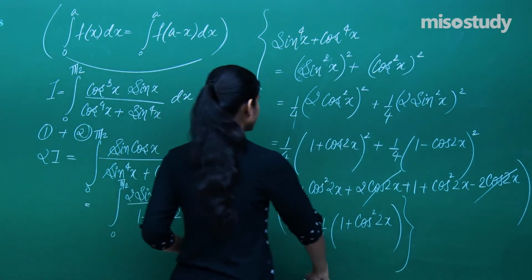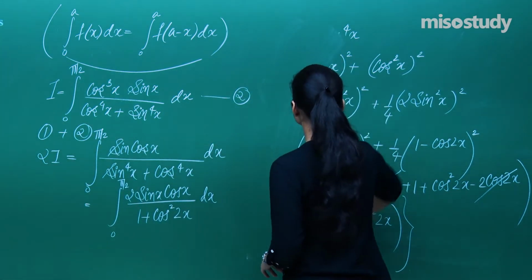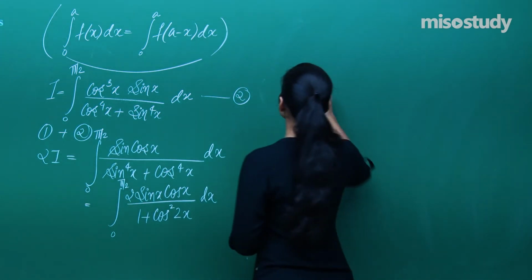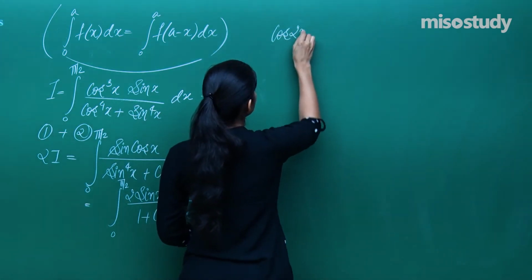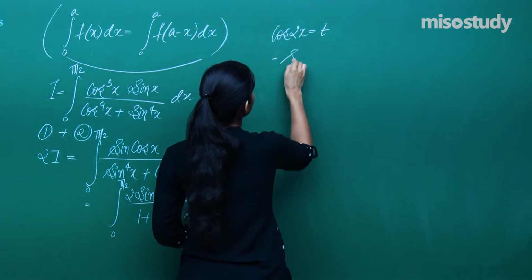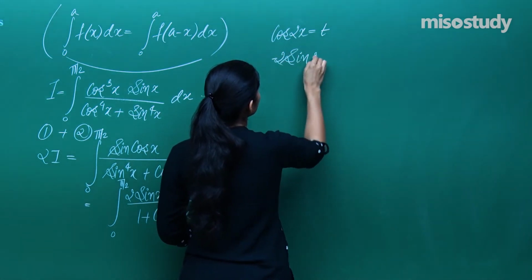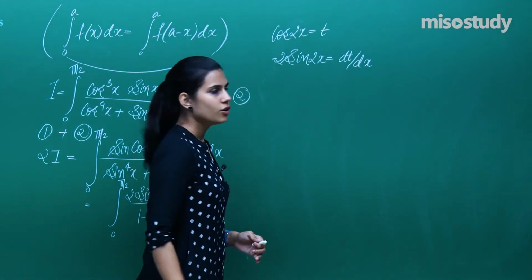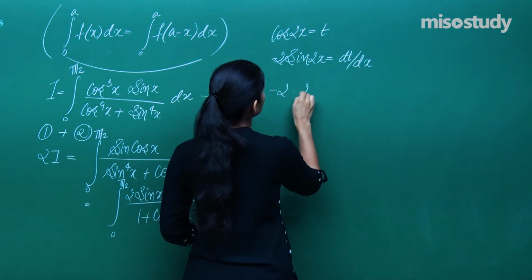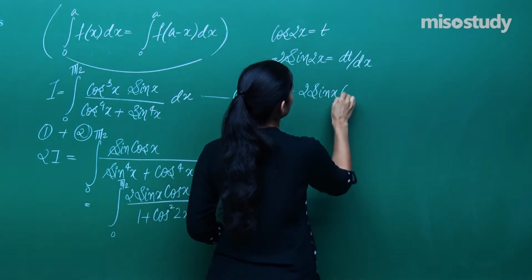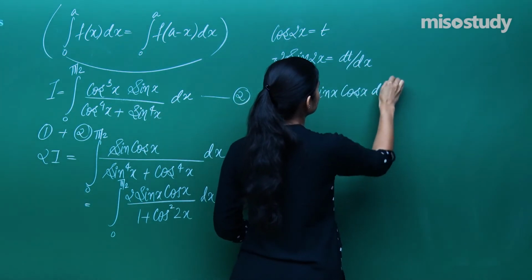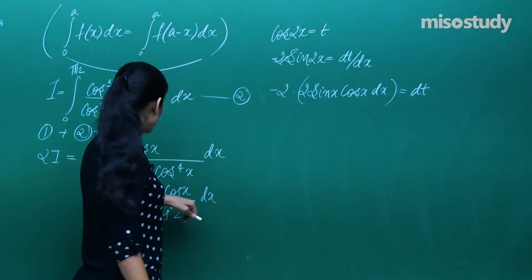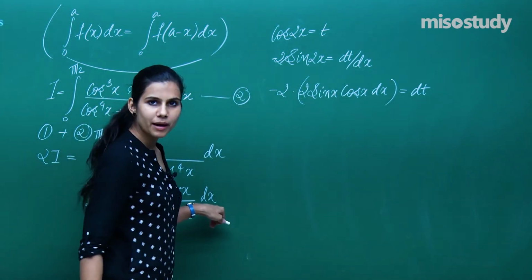Just take cos 2x equals t. What do you get? If you put cos 2x equals t, you get minus 2 sin 2x equals dt by dx. Or I can say minus 2 into 2 sin x cos x dx equals dt. So 2 sin x cos x into dx is actually dt upon minus 2.